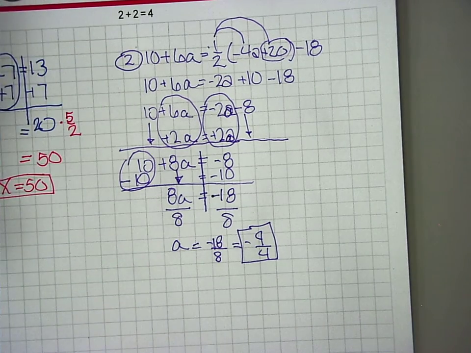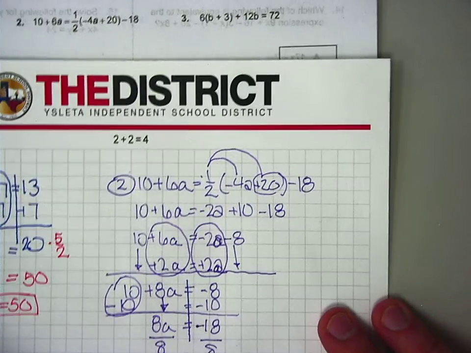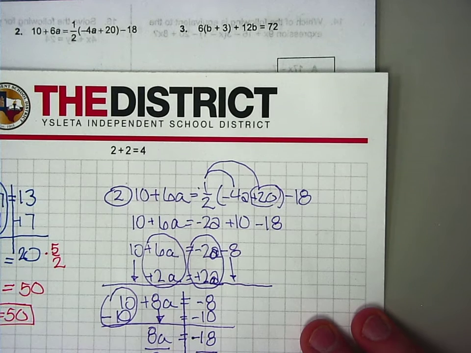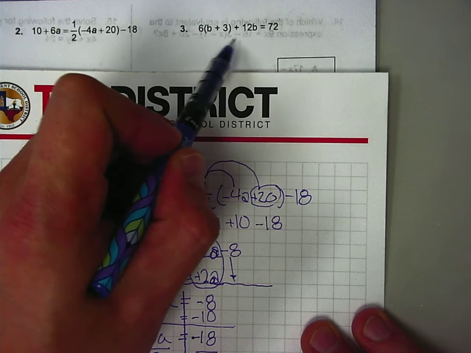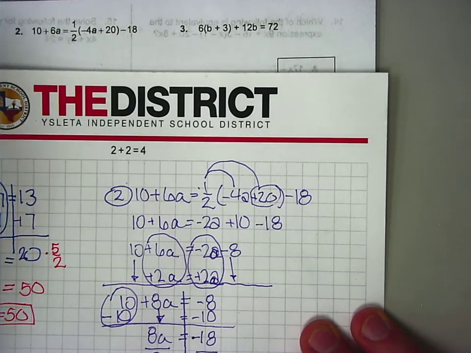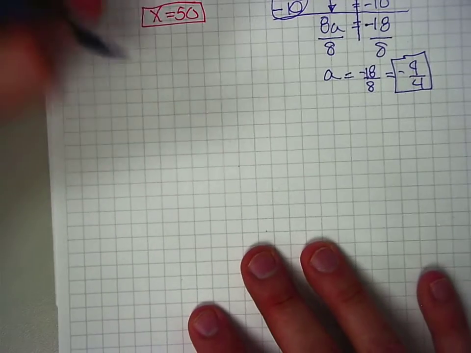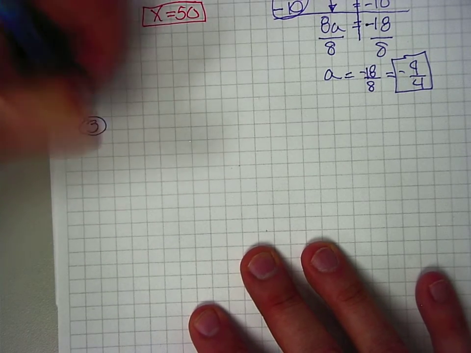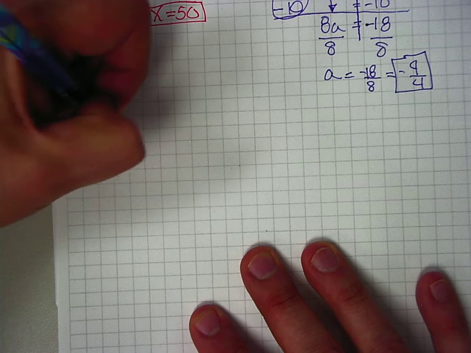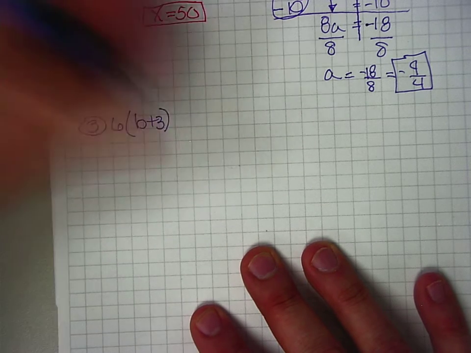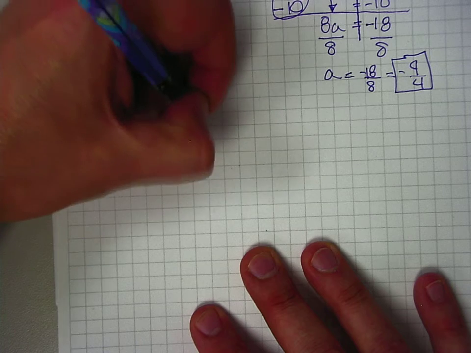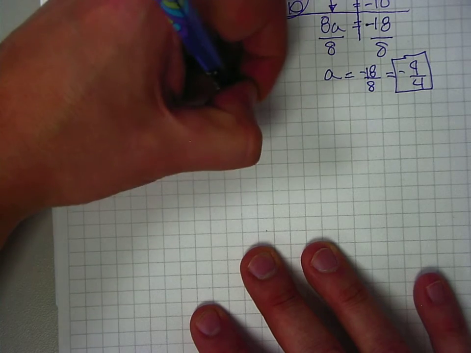Let's go ahead now and work on number 3. Number 3 is not as complicated, I guess, but it involves pretty much more or less the same kind of thing. We have 6 times the quantity b plus 3 in parentheses plus 12b equals 72. So once again, I'll begin by writing my equation all over again before I attack it. So number 3, it is 6 parentheses b plus 3 plus 12b equals 72.